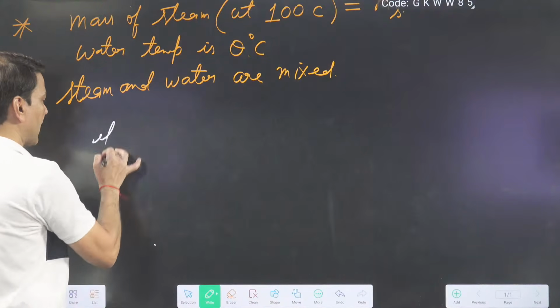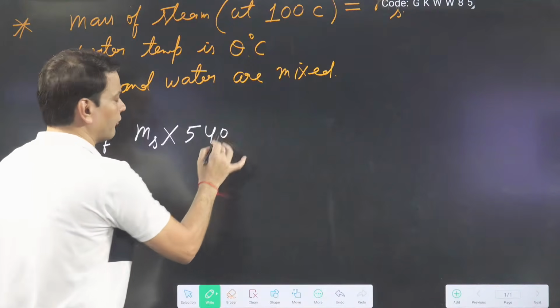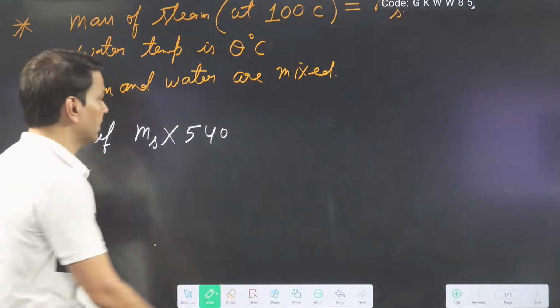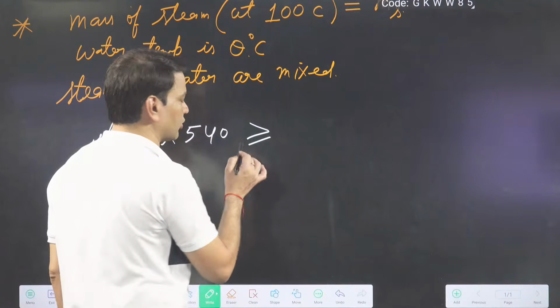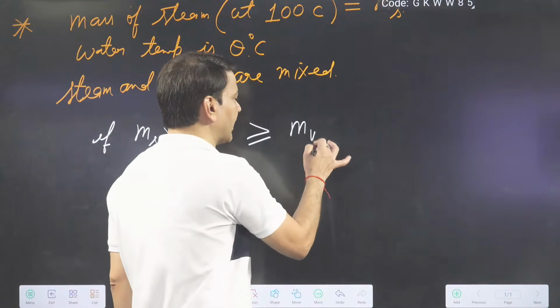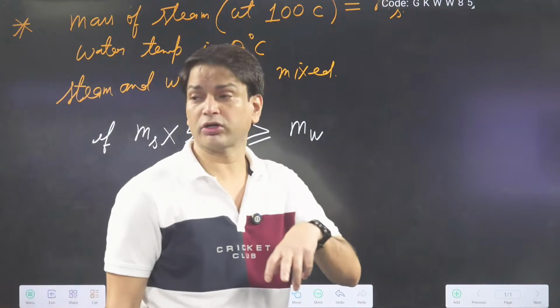If ms into 540. Why? Latent heat of vaporization is 540. So ms into 540 is greater than or equal to the product. Again, for the product we will find mw, mass of water. And what is the temperature change of water in that case?